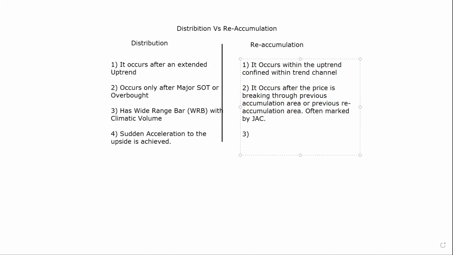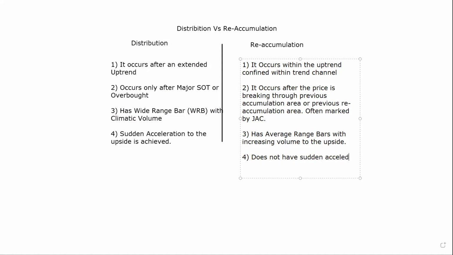The third one has average range bars with increasing volume to the upside. Four, does not have sudden acceleration to the upside. Got it. These are the 4 different situations.